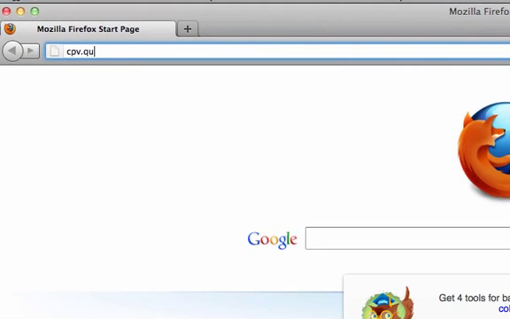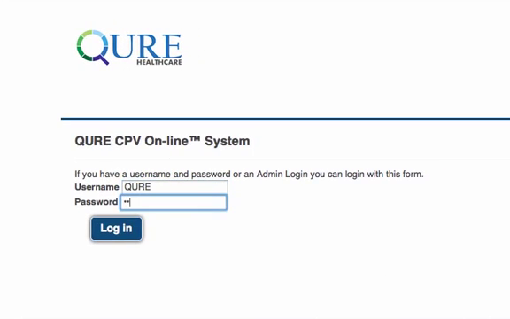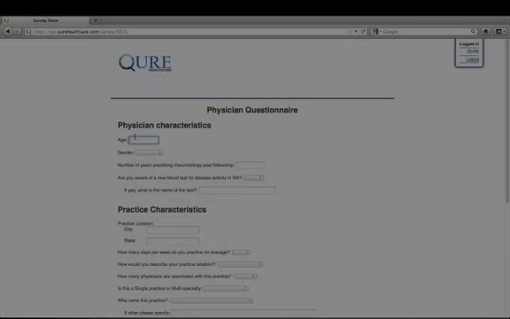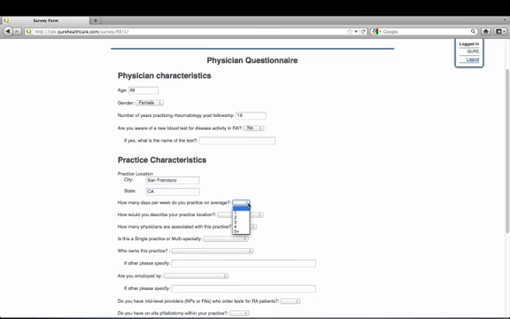To log in, the physician goes to cpv.curehealthcare.com, then enters their unique username and password. The first time participants log in, they are asked to complete a brief provider survey where we capture information about their background, their practice, and other determinants of interest, such as payer mix or specialty training. This information is analyzed in conjunction with the CPV scores to provide insights into current practice.